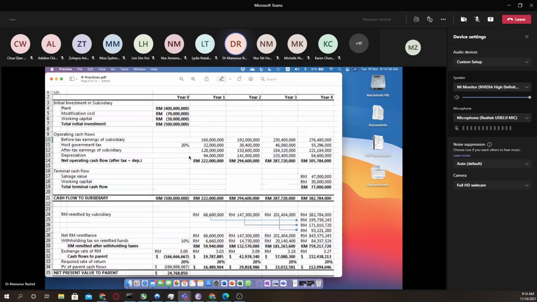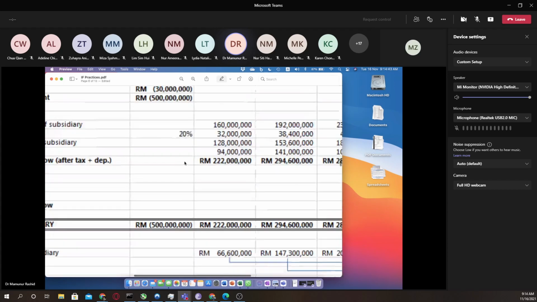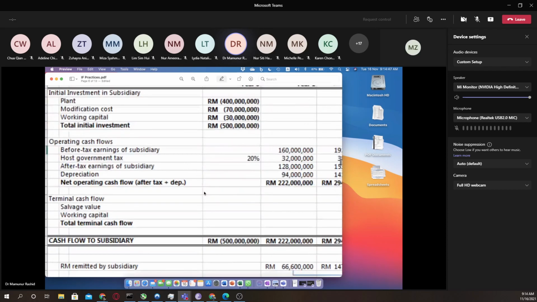Now, we are not going to calculate depreciation on the initial investment, because the initial investment includes the working capital as well. So what we need to consider is obviously the plant, and then the modification cost as well. The modification cost will help you to modify your machine, and after modification, the entire modified machine will be considered for depreciation. So plant plus modification cost is 470, and you will consider this value for depreciation.